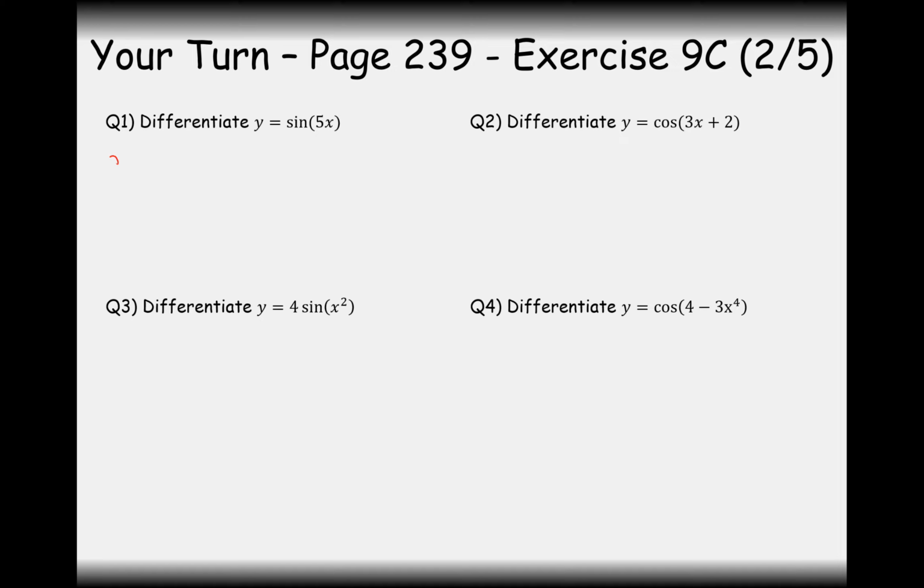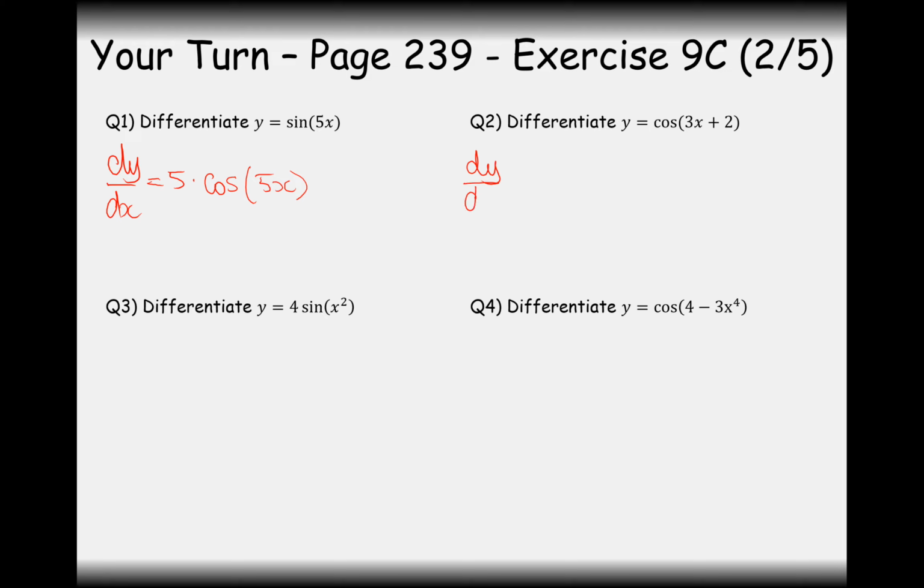Okay, so for the first one, dy by dx equals, differentiate the inside first. Derivative of 5x is just 5. And differentiate the outside second. Sine differentiates to cos, but keep the 5x inside.